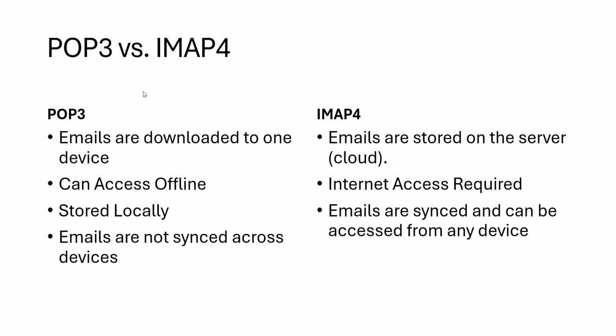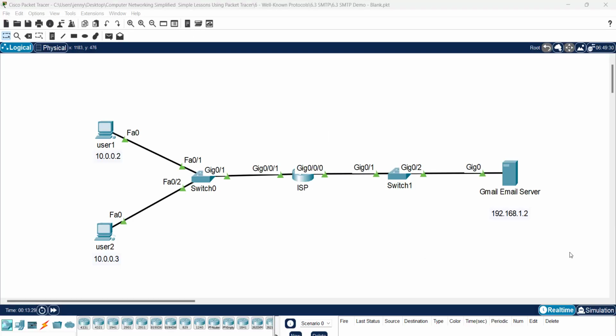So if you're ready, let's take a look at email and configuring it using our Packet Tracer demo. As you can see, I've already set up the network for us to use. All devices are addressed and all connections are made. I even pinged from source to destination to make sure we have connectivity.